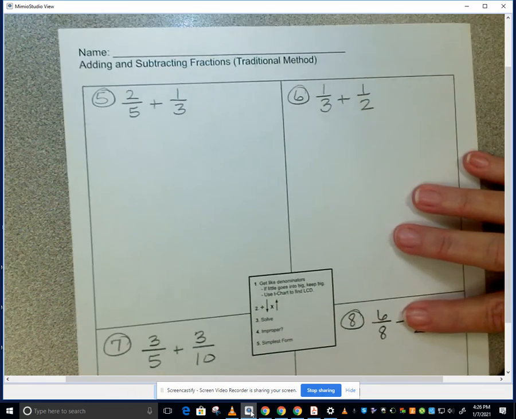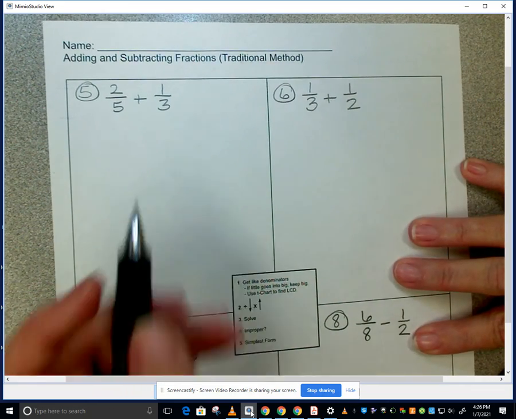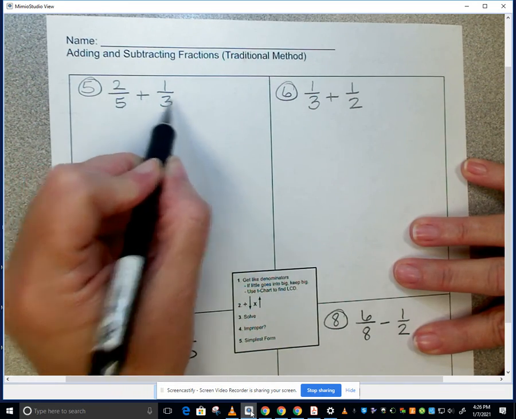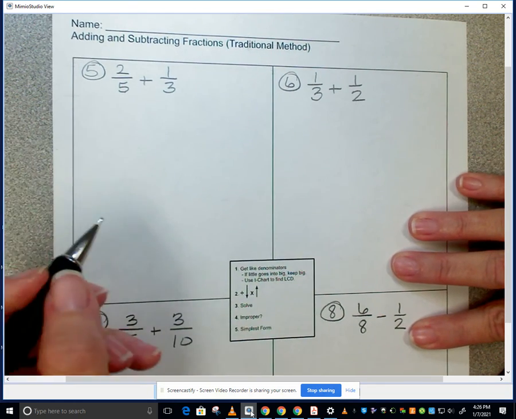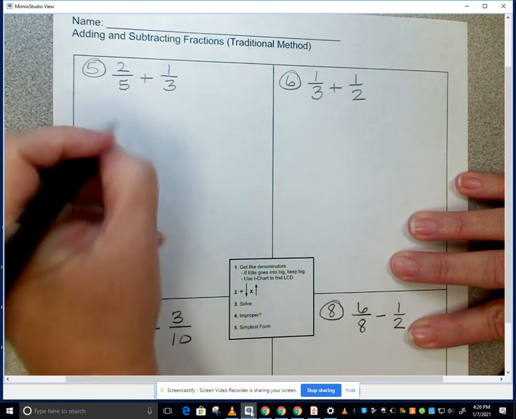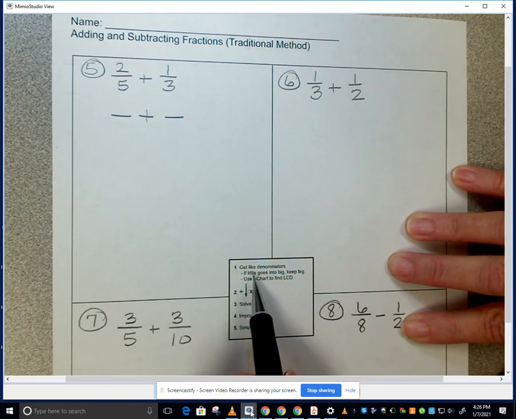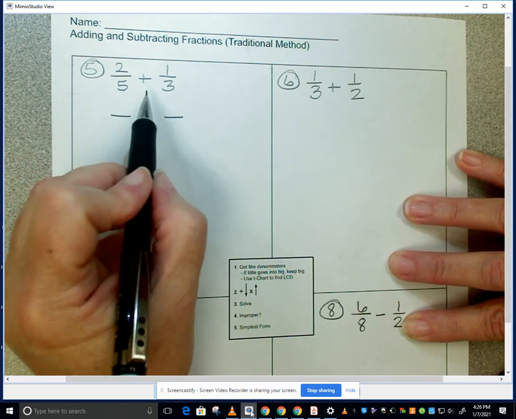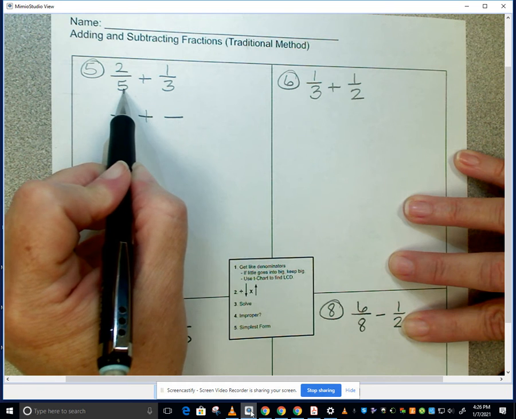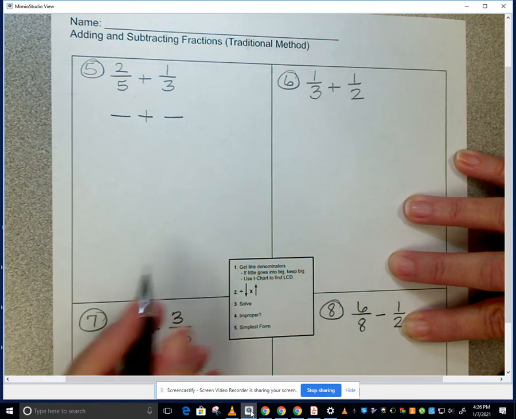All right, let's turn over. 2/5 plus 1/3. Here's our steps again. We know we've got to rename these fractions. If little goes into big, keep big. 3 won't go into 5 evenly, so I've got to do the next one. I've got to do a T-chart.